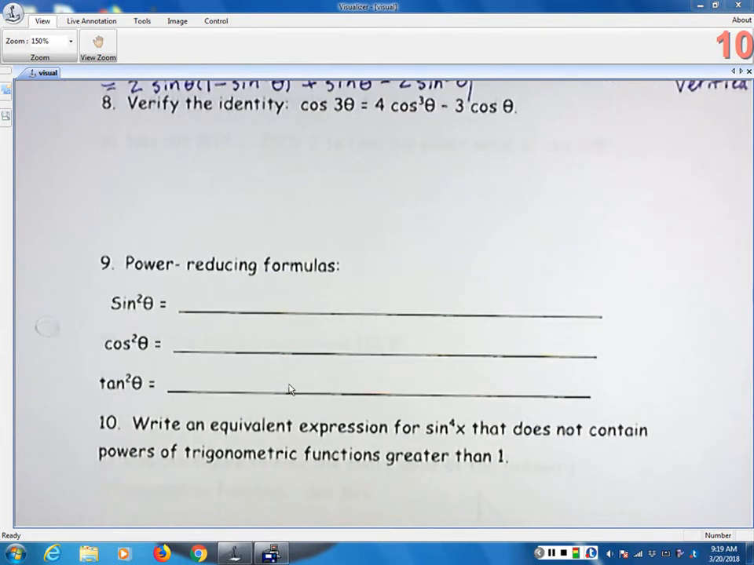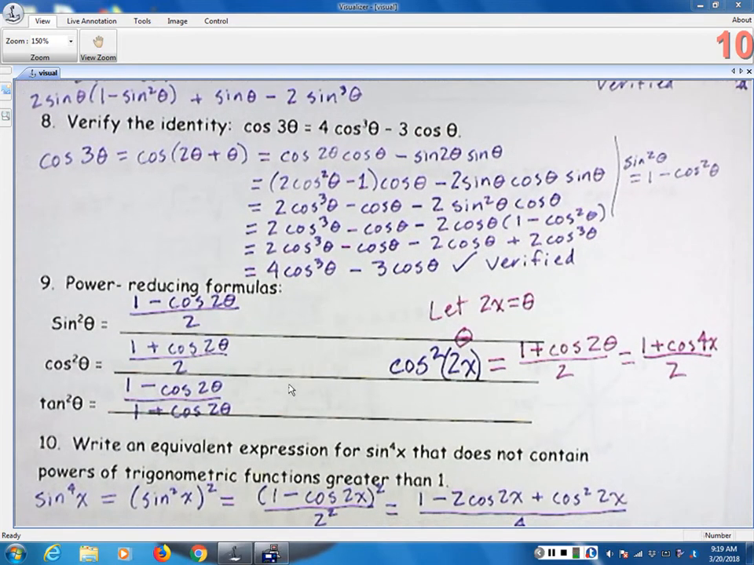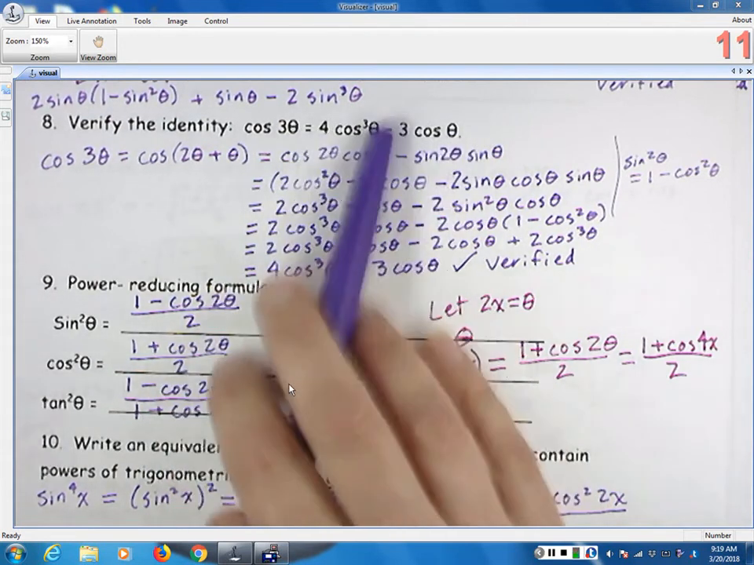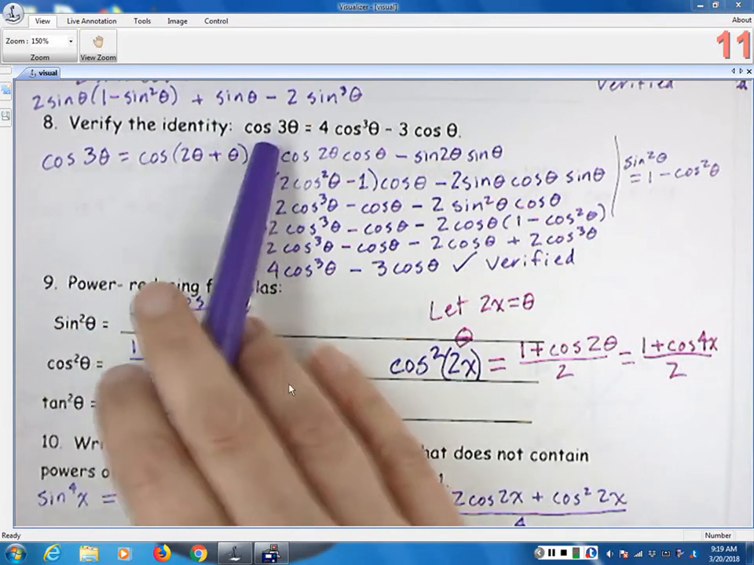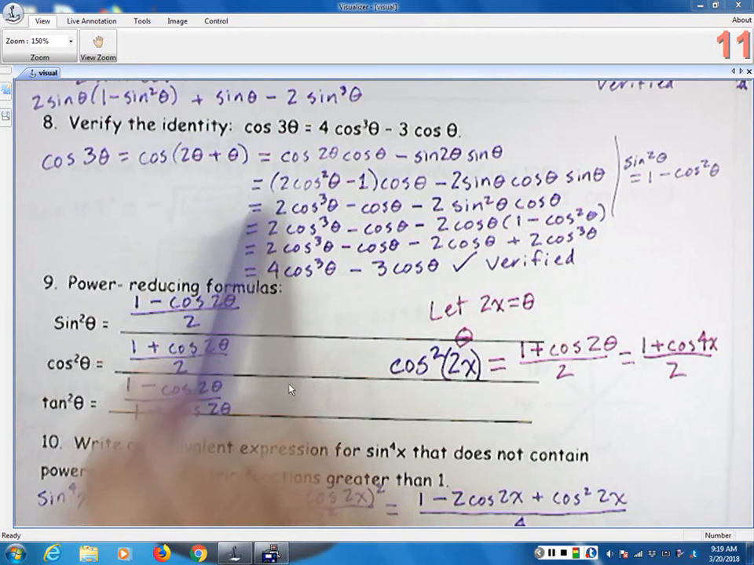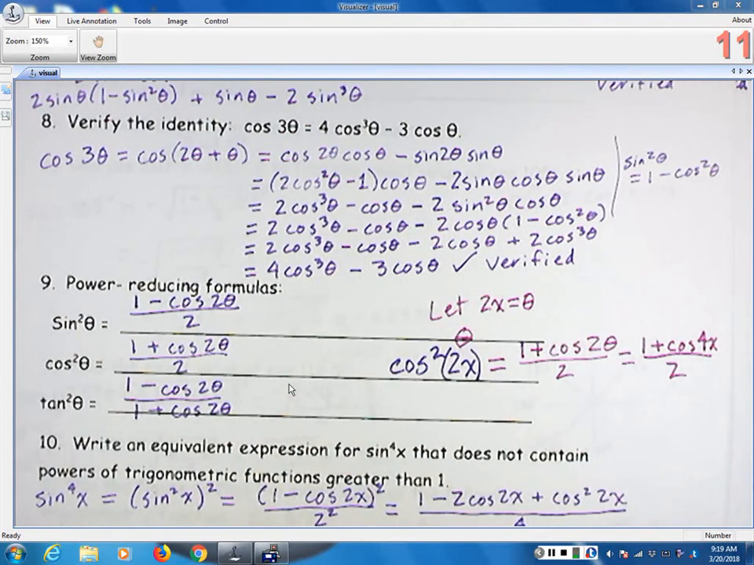Now the next one is exactly the same, so I really don't want to spend the time to go through it all. This number 8 works exactly the same as the one we did, except this time we want everything in terms of cosine. We're rewriting cosine of 3 theta as 2 theta plus theta. I don't feel it's worth the time to work this one all the way through again. It's exactly like what we just did, except you want to solve for cosine.